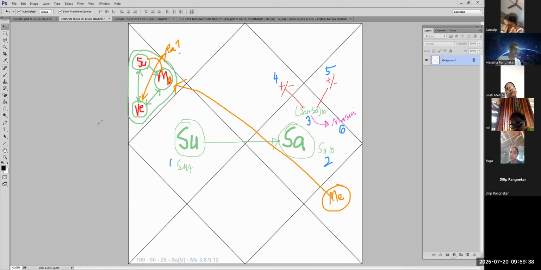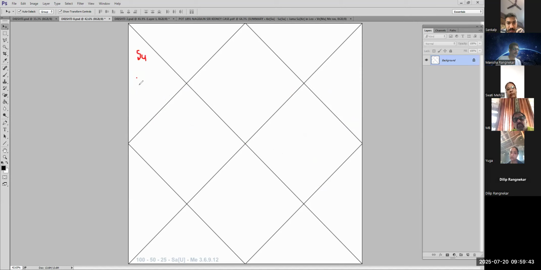Suppose, just for discussion's sake, here you've got Sun, you've got Venus, and let us say you've got Mars. And let us say you've got Mercury here. So what you need to do is, you need to see Sun in 3, Venus in 3, Mars in 3. Sun, Venus in 3, Sun, Mercury, Mars in 3, Venus, Mars in 3.